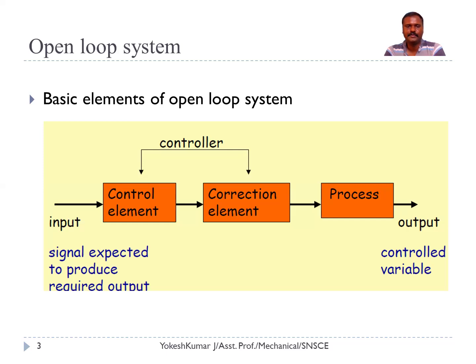The controller has two parts. One is the control element, where in the input we adjust some parameters. For example, if you want to vary the temperature, we can set the temperature. Accordingly, the correction element makes a correction. Here, the heater is the correction element, and the adjusting knob is the controlling element. The process is nothing but heating, and heating can be done. This is how the operation is accomplished in the open loop control system.